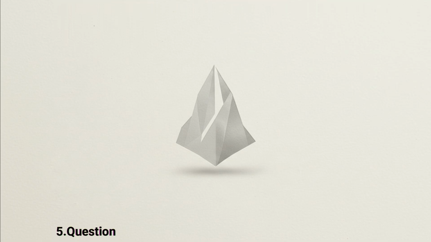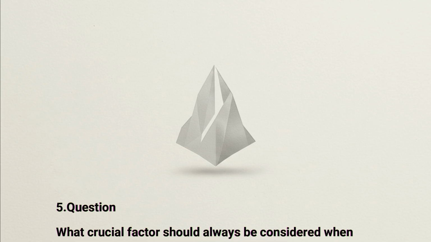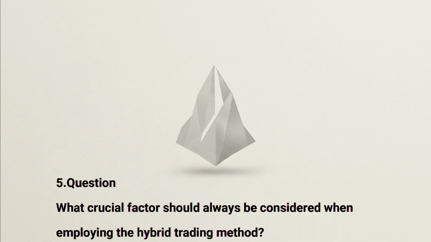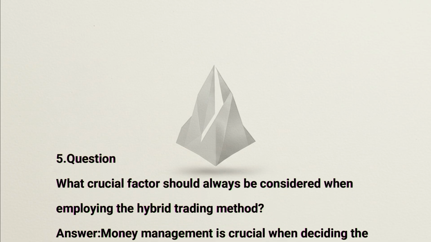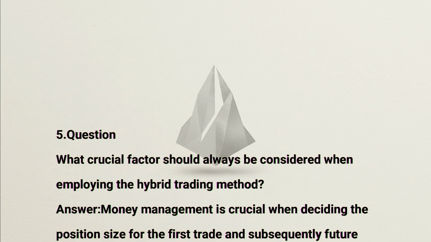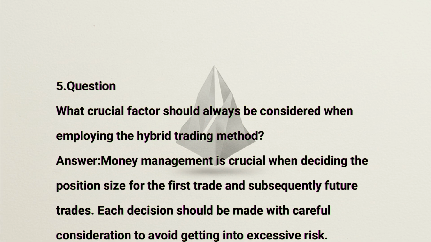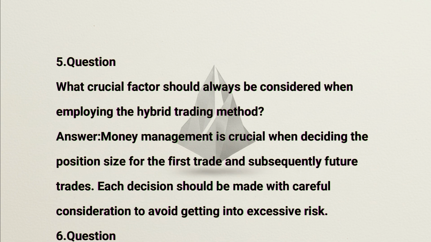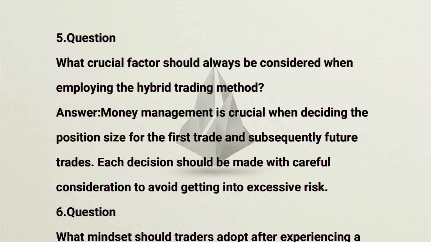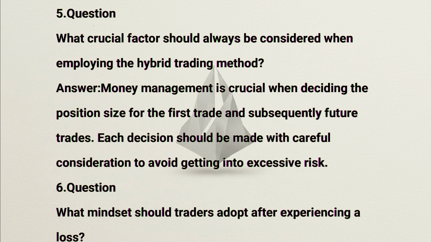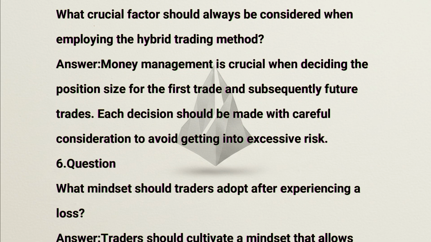5. Question: what crucial factor should always be considered when employing the hybrid trading method? Answer: money management is crucial when deciding the position size for the first trade and subsequently future trades. Each decision should be made with careful consideration to avoid getting into excessive risk.